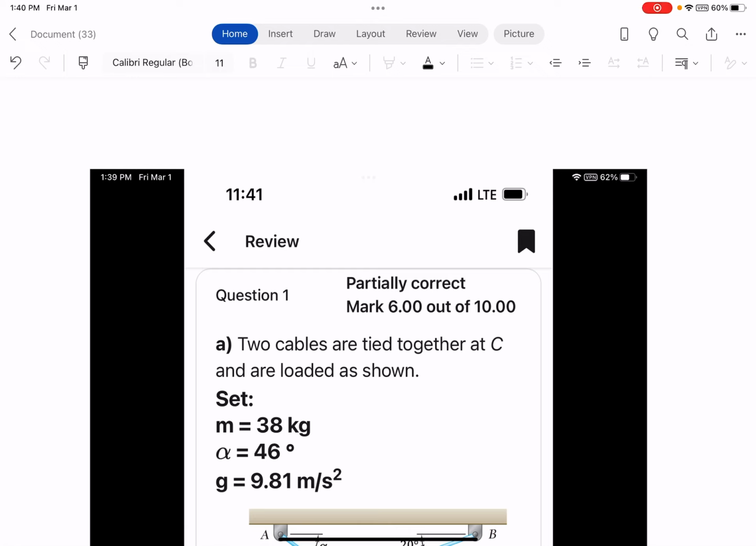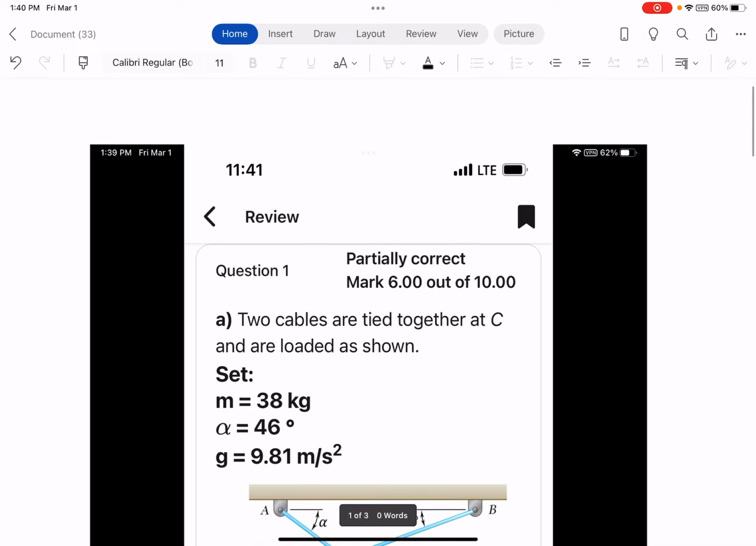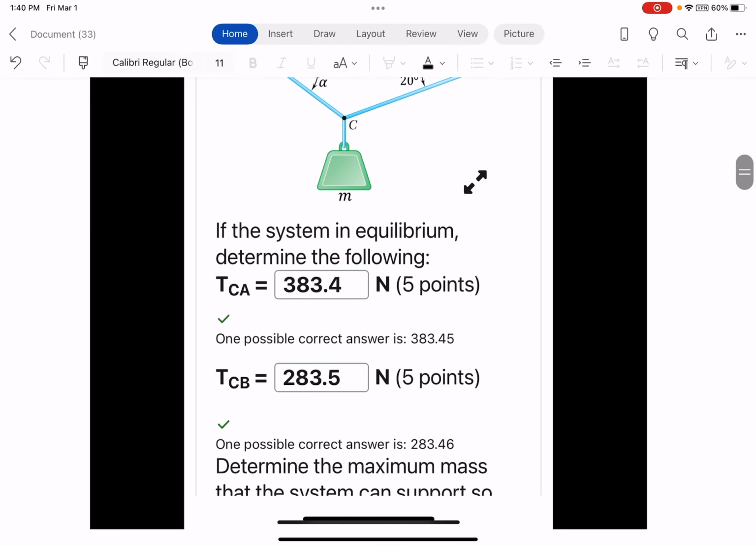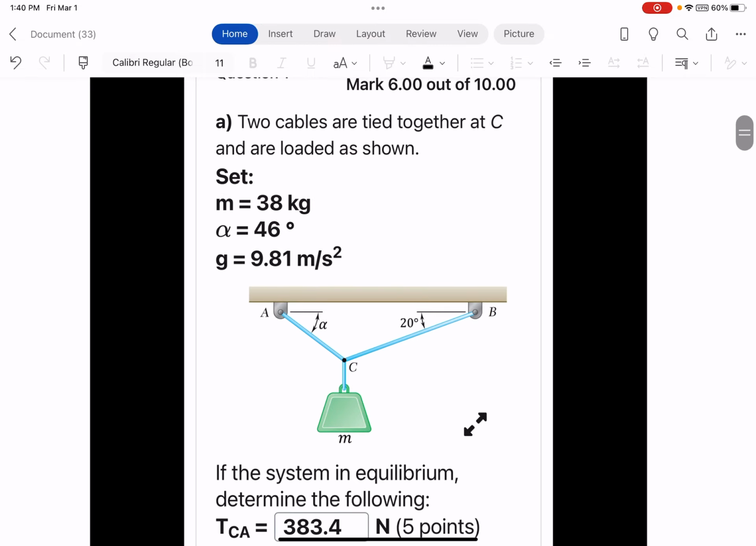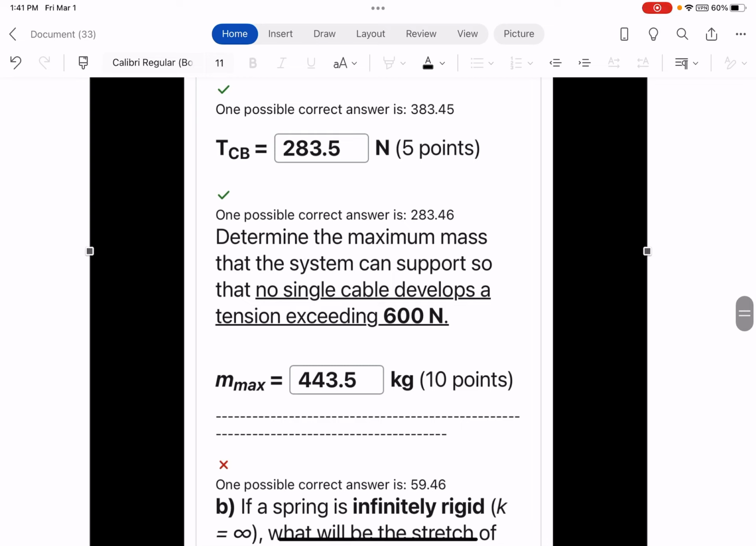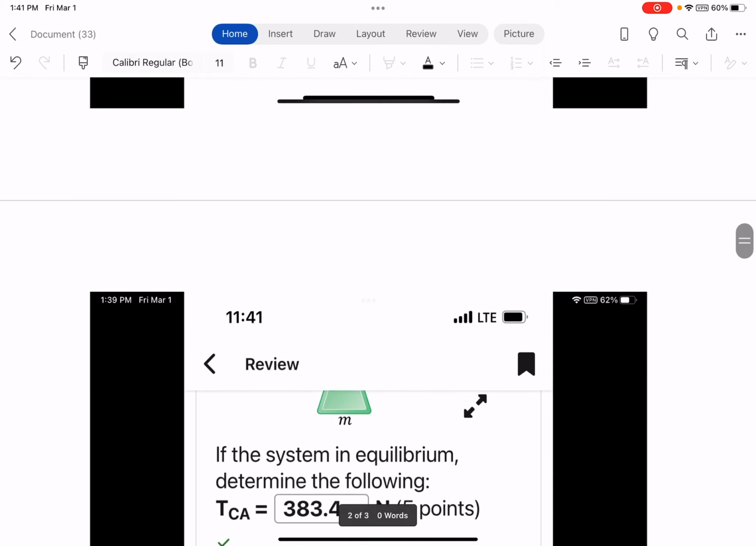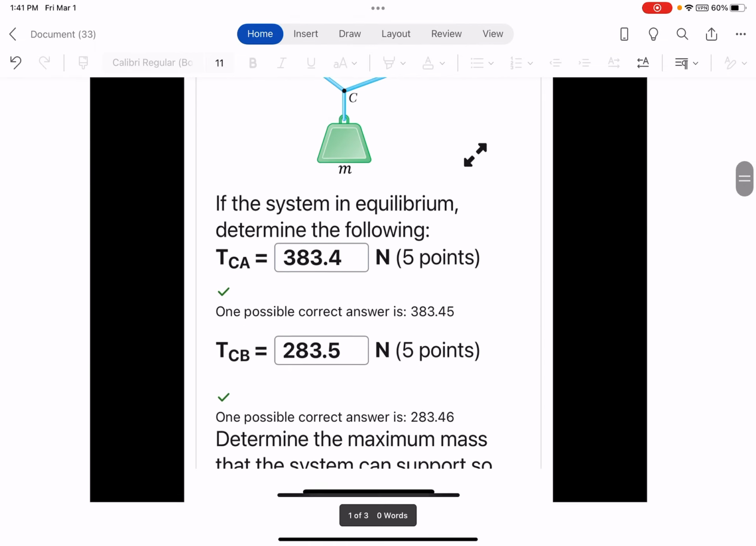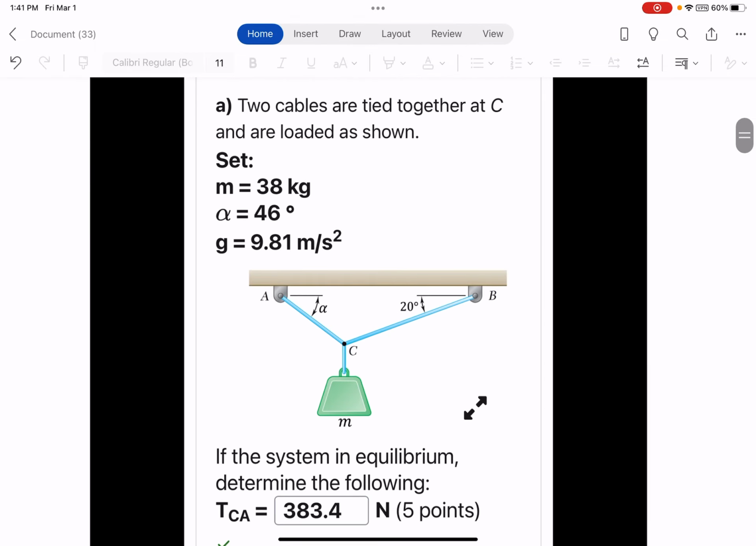Bismillah ar-Rahman ar-Rahim. This problem, I think, was sent by a student, and I think she solved the first two things, TCA and TCB, and she messed up in the second one, the maximum mass that the system can support, so that no single cable develops a tension exceeding 600 Newton. Okay, so let's look at this, and let's put the equation that is related to this example.